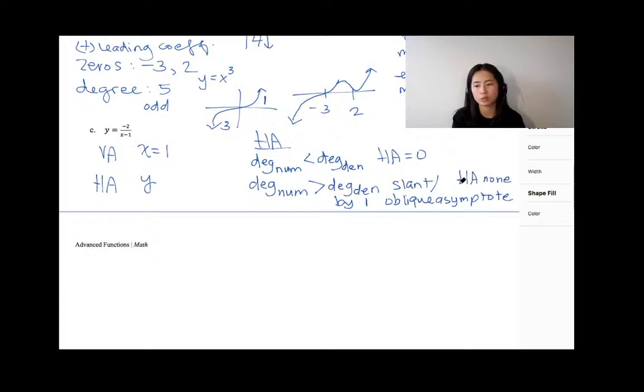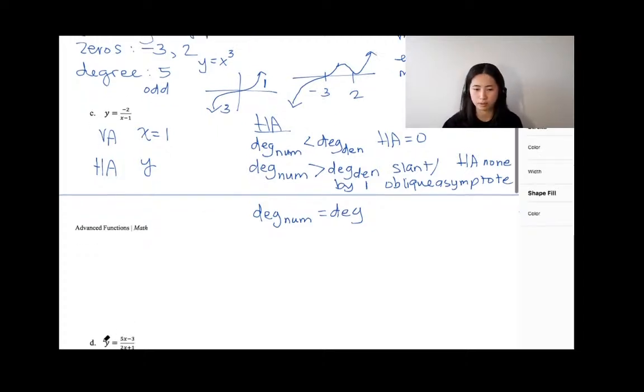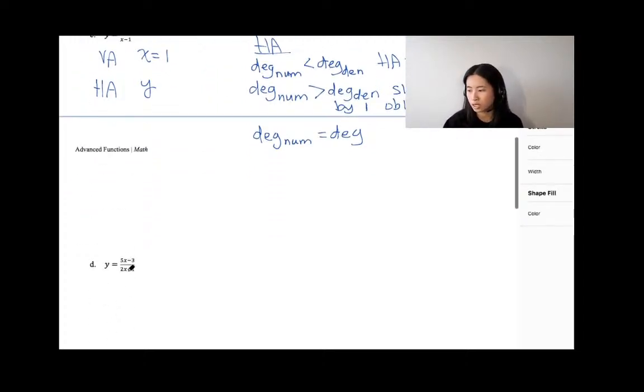Even if it's greater by just 1, if the degree of your numerator is greater than the degree of your denominator, your horizontal asymptote is none, not 0. And if they're equal, so the degree of your numerator is equal to the degree of your denominator, which we're going to look at for the next question, which we can see here at the bottom, the degree of your numerator is 1, the degree of your denominator is 1, and they're equal to one another. You need to look at your end behavior.